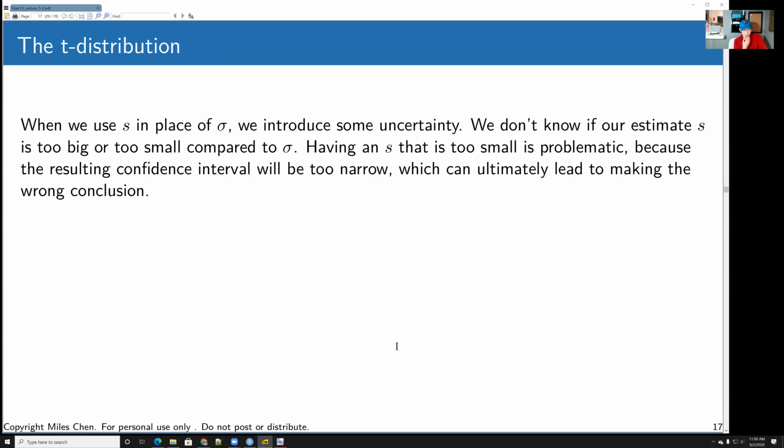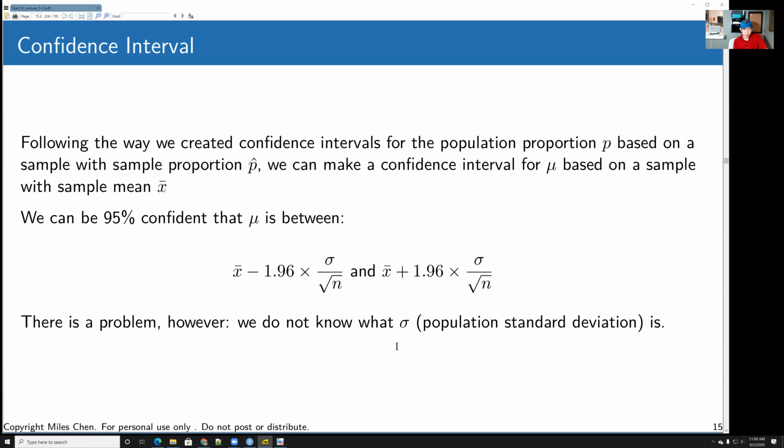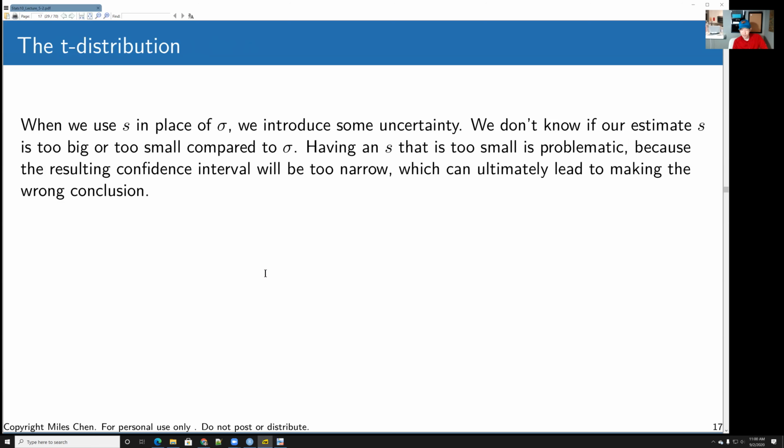And so to compensate for this, rather than using 1.96, we're going to fudge that number a little bit, okay? And it's going to be done via the t distribution, right?